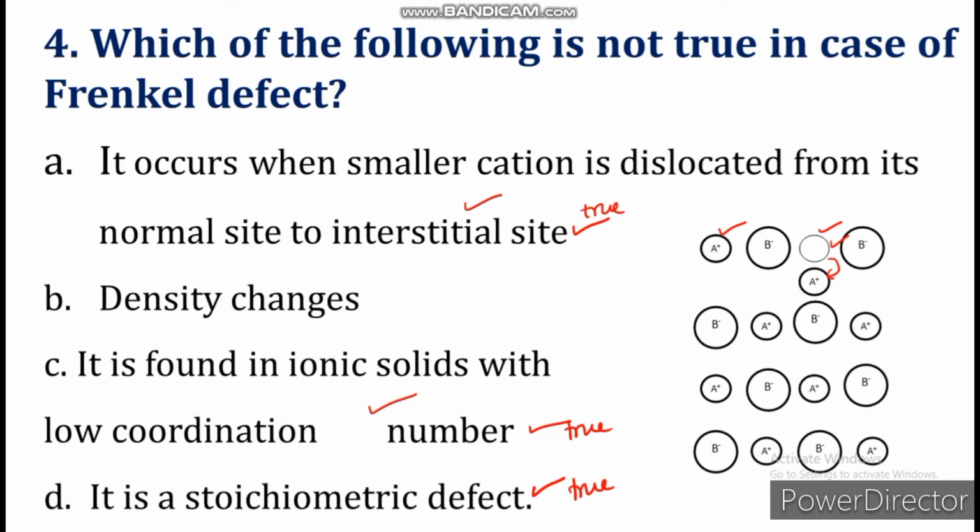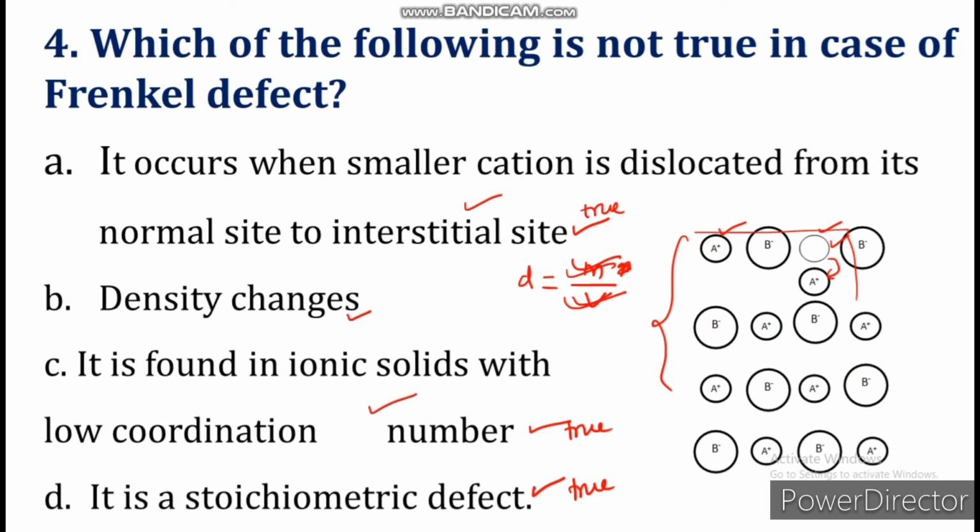But here you see option B. They have given that density changes. Does the density change? No. Whatever the mass we had, we have the same mass. Is the total volume changing? No, my volume also remains the same. Mass and volume are both the same, so the mass by volume ratio is also the same. Mass by volume is nothing but density. So density remains the same, but they have given density changes.